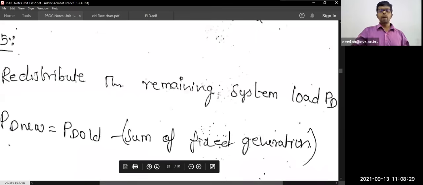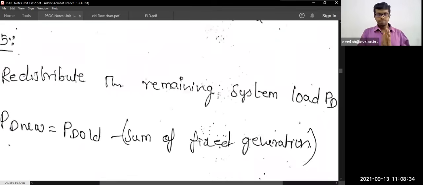You need to do this because the limits got violated. With that violated limit, we need to find the new demand. Because a unit violated its upper or lower operating limit, we are fixing it, and so we need to find out the new demand.